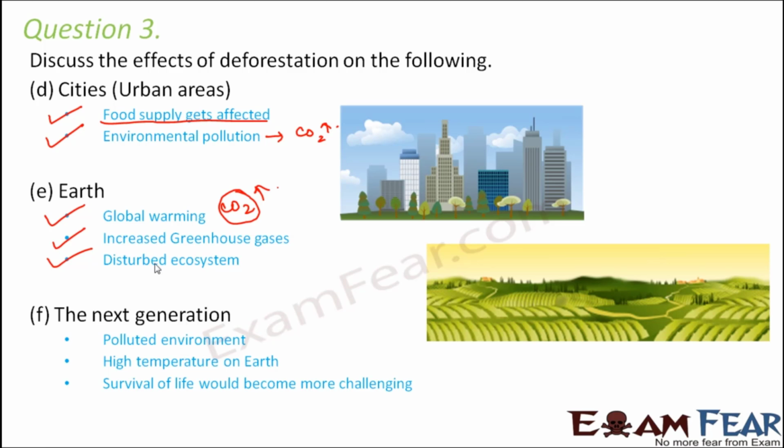How will it affect the next generation? So if we cut down all the trees, what will be left for the next generations? Because in the next couple of years, the environment will get completely polluted due to increased level of carbon dioxide. The temperature of the earth will also increase due to global warming, and survival of life would become more challenging. Because as the environment becomes less suitable, survival of living organisms will become more difficult. So this is how deforestation is going to have harmful effects on various things.